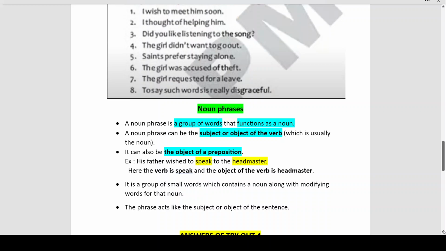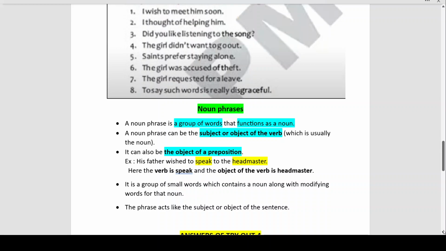Number six, the girl was accused of theft. Now, what is being spoken about here about the girl? That she was accused of theft. So the noun phrase, which is telling us something about the girl, is accused of theft. The girl was accused of theft. So accused of theft is your answer.